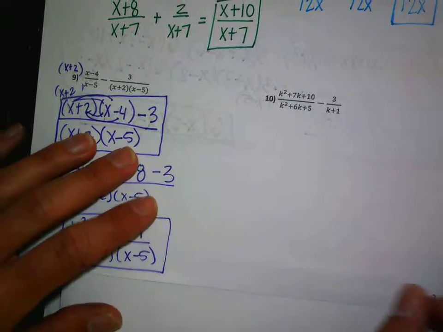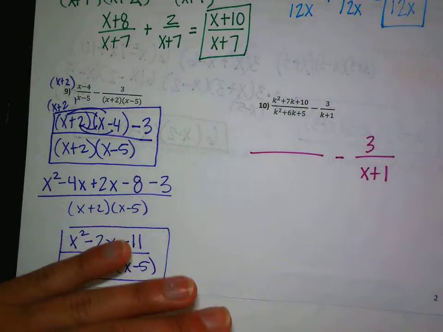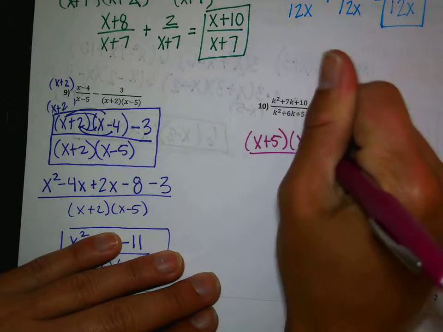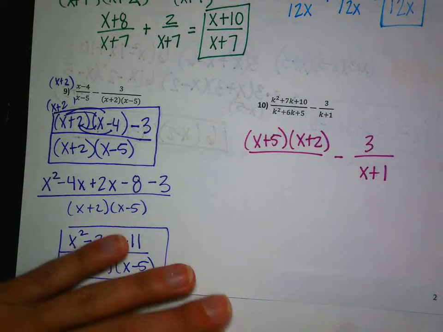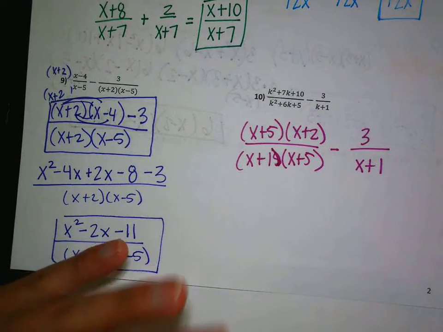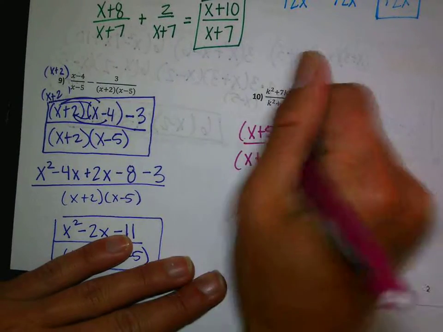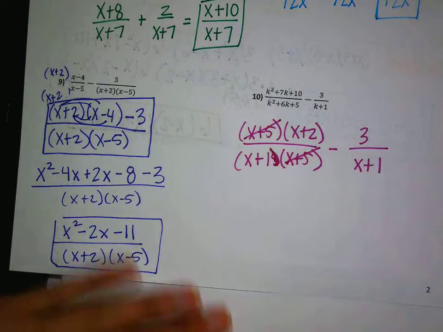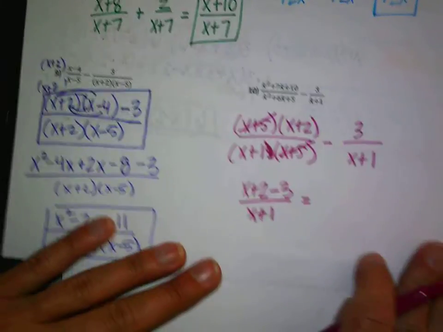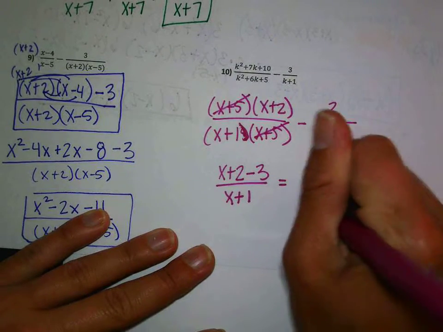All right, last one, number 10. You can change them to x's if you want. What multiplies to give me 10, adds to give me 7? 5 and 2, x plus 5, x plus 2. What multiplies to give me 5, adds to give me 6? 1 and 5. So x plus 1, x plus 5. What do you notice on this problem? What can you do? Alright, cancel out the x plus 5s. And so I have x plus 2 minus 3 over x plus 1. And then combine the top, x minus 1 over x plus 1.